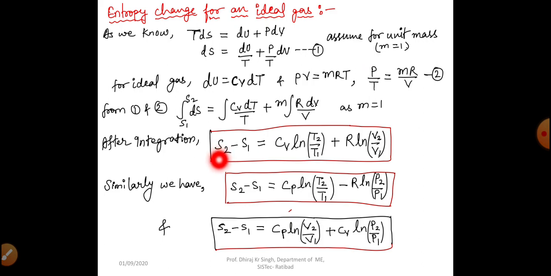So now we have the entropy change, and that entropy change S2 minus S1 is Cv ln T2 by T1 plus R ln V2 by V1. Similarly, we can find two more expressions: S2 minus S1 equal to Cp ln T2 by T1 minus R ln P2 by P1, and the last expression is S2 minus S1 equal to Cp ln V2 by V1 plus Cv ln P2 by P1. These three expressions are very important expressions for entropy change for an ideal gas.